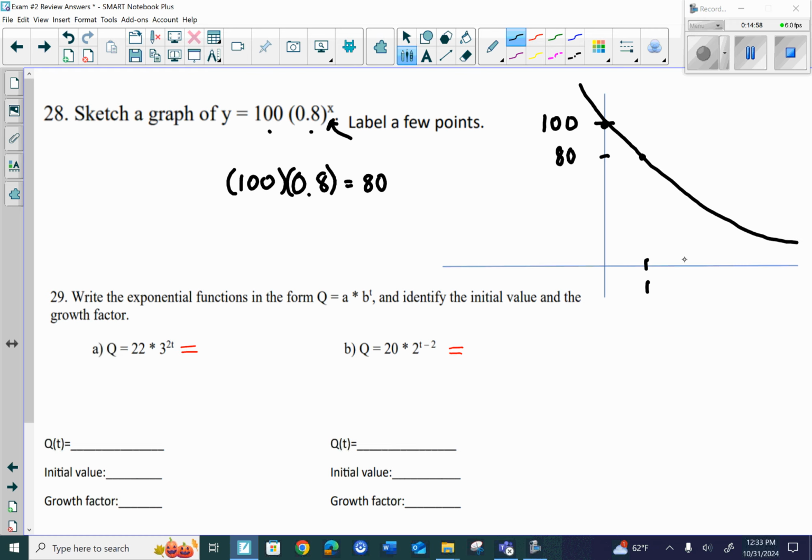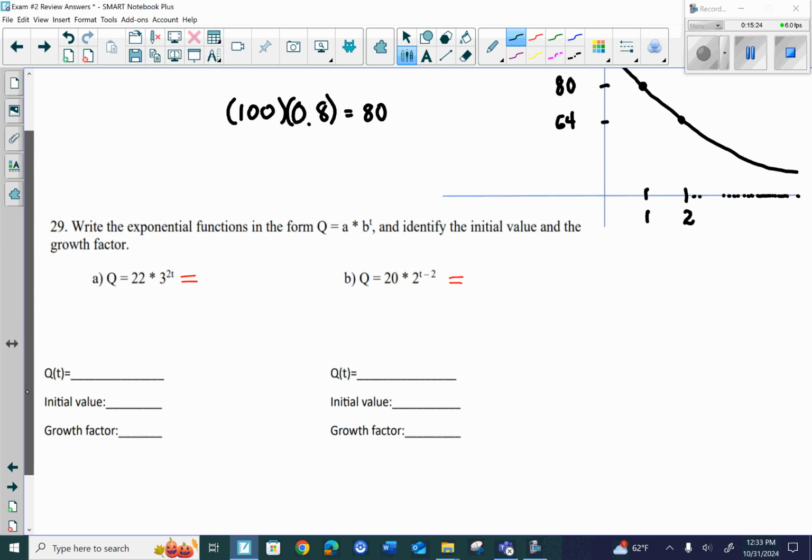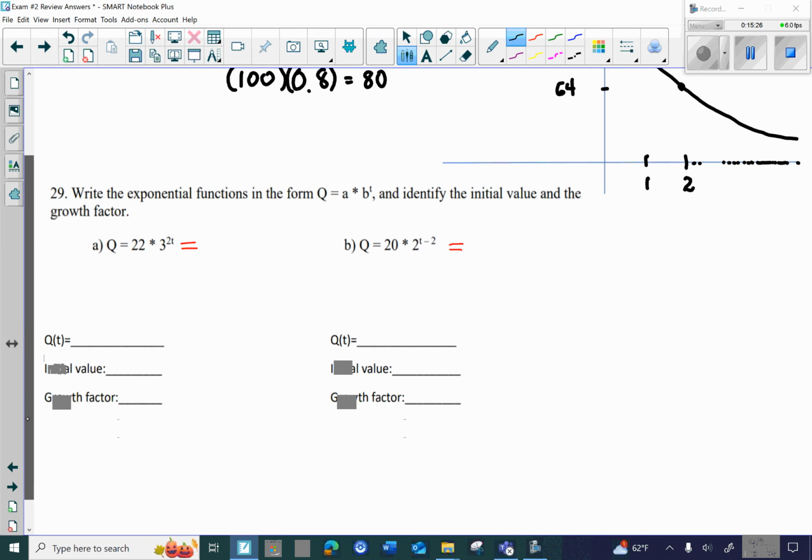If I were to put 2 in, I'd be taking 80% of 80, which I think would be 64, and so on. This curve never ever crosses the x-axis, but does get infinitely close to it. So the x-axis is a horizontal asymptote for that curve.